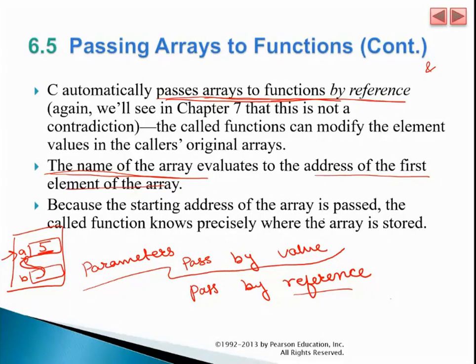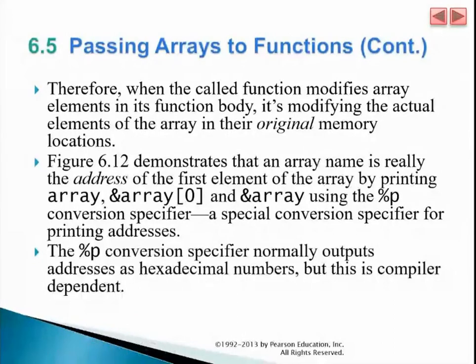So the starting address of the array is passed. Since we are passing the starting address, the called function knows precisely where the array is stored. And since the function knows where the array is stored, the array can be accessed by that function as well. Now let's see the example here. In this, we will first demonstrate that this name actually stores the address. These three statements are equivalent.